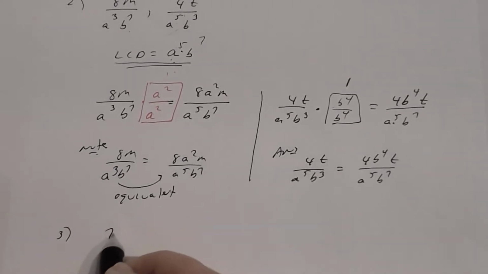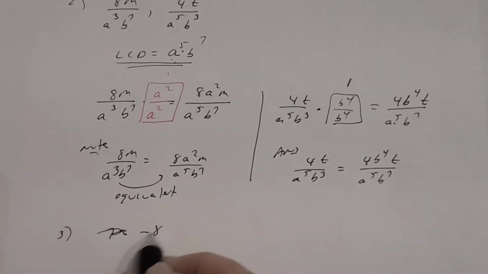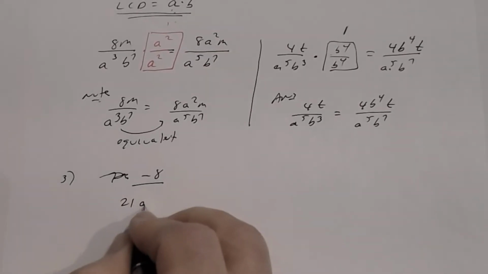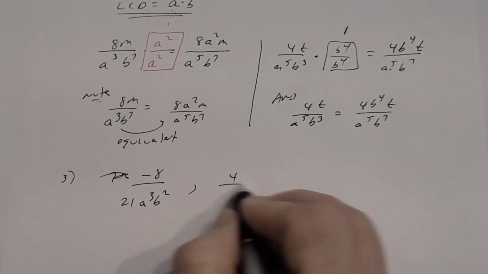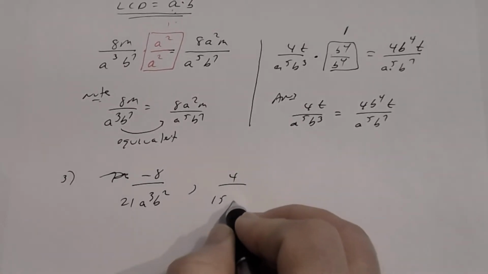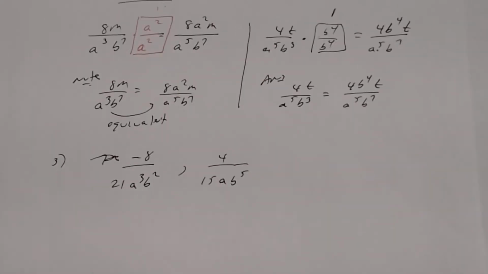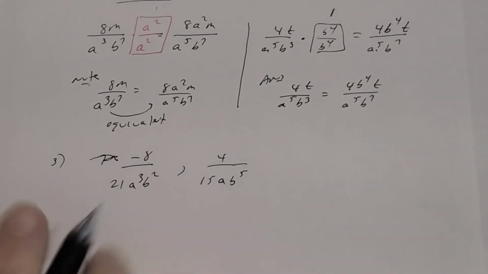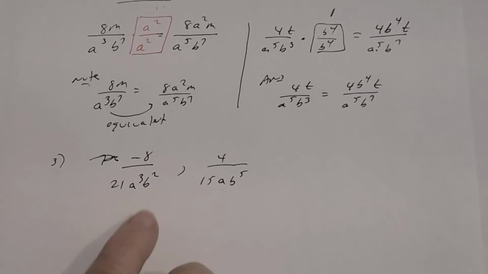We have 7. Let's do this, I'm sorry. Negative 8 divided by 21, a to the 3rd, b squared. And then the other one is 4 divided by 15, a, b to the 5th. Okay? All right, so we got to find the least common denominator of those two rational expressions. So that's the first thing I want to do. Given those two rational expressions, what's the least common denominator?